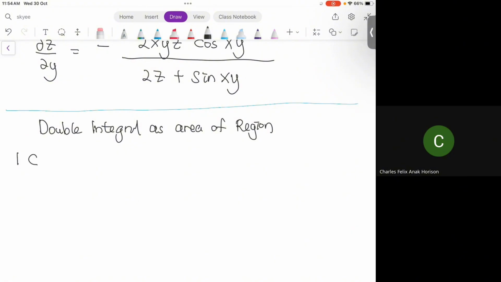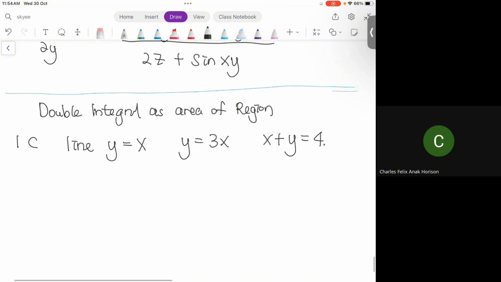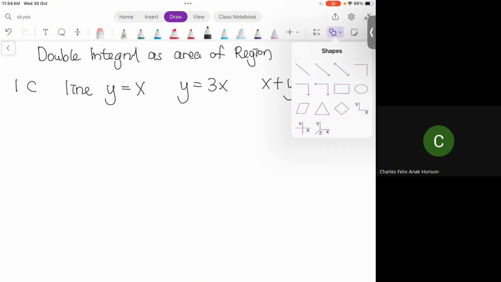For question 1C, you have the line y equals x, which is a straight line. Then you have the line y equals 3x, which is also a straight line. And one more, x plus y equals 4, another straight line. So you have 3 straight lines which enclose the region. You need to plot these 3 lines before you identify the region. So let's plot these lines together.